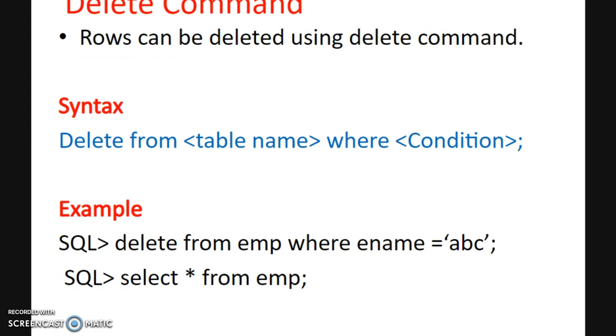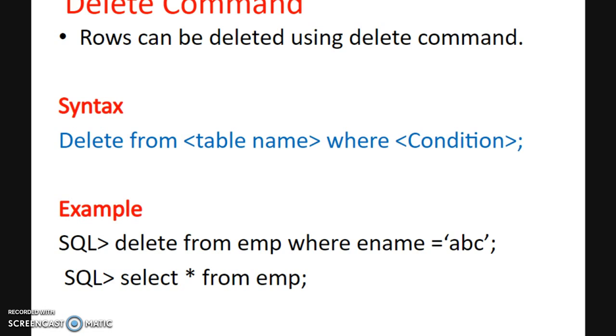Next one, delete. Rows can be deleted using the delete command. If we want to delete a particular row, we need to use the command known as delete. Insert means we are going to insert into the table; delete means you are going to delete from the table. So you are going to use the keywords delete from table name, where you can specify some condition.